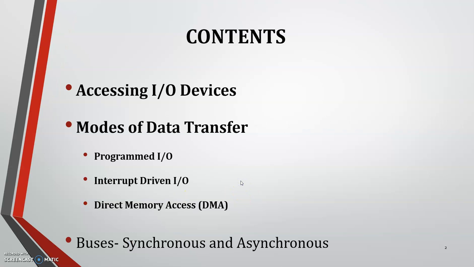Input-output organization. Accessing an I/O device, how to access an input-output device, and modes of data transfer. Data can be transferred between the processor or the memory and an input-output device using three techniques, that is programmed I/O, interrupt-driven, and direct memory access. And the last one is buses, that is we have synchronous data transfer and asynchronous data transfer.